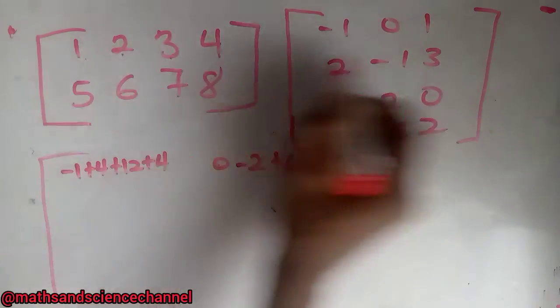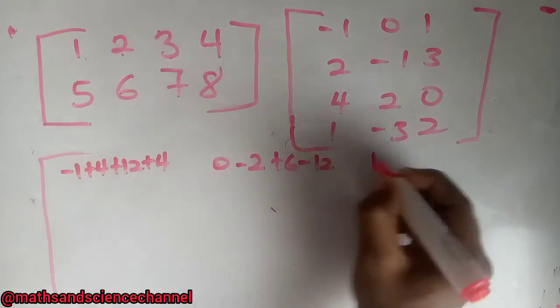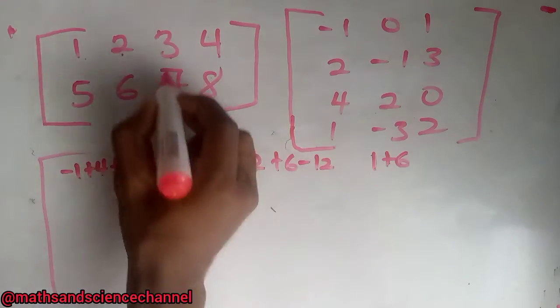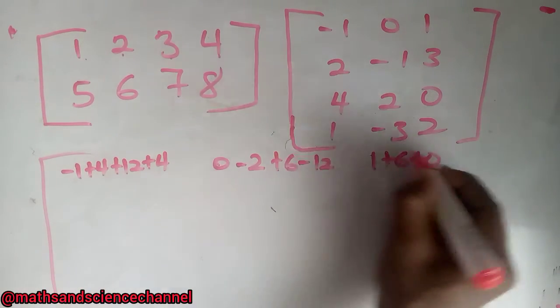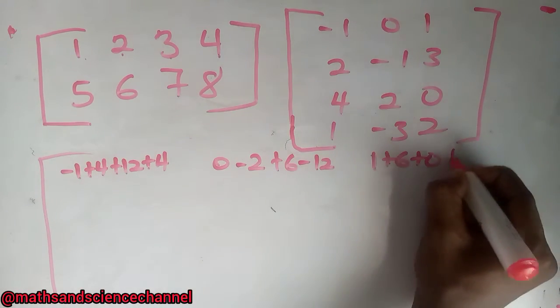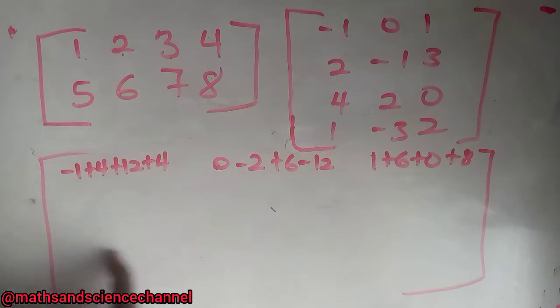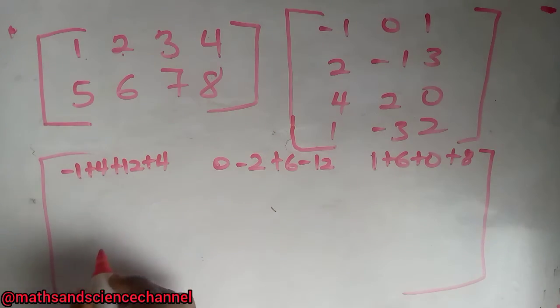Now we have 1 multiplies 1 here, then we have +1. We have 2 multiplies 3 here, we have +6. 3 here multiplies 0 here, we have 0. We have 4 multiplies 2 here, and then we have this to be 8 here. So we are done with the first part. Now let's look for the second answer here. Now how are we going to do it?